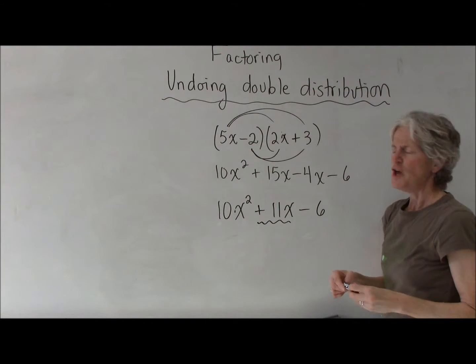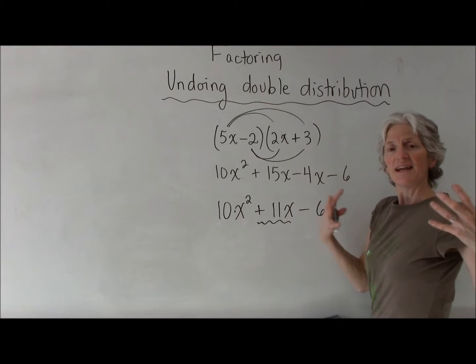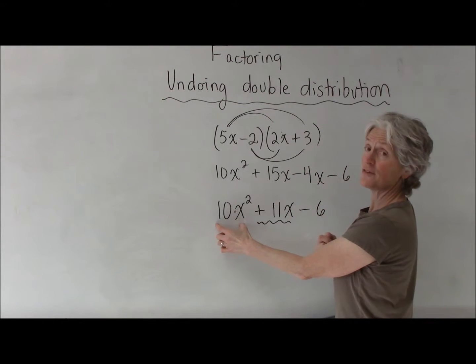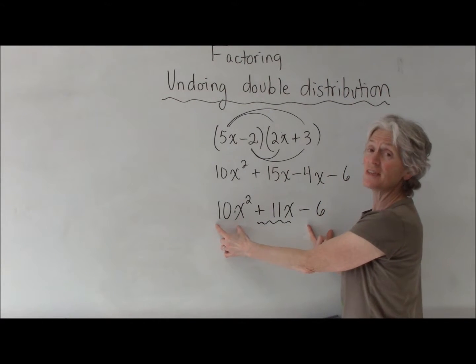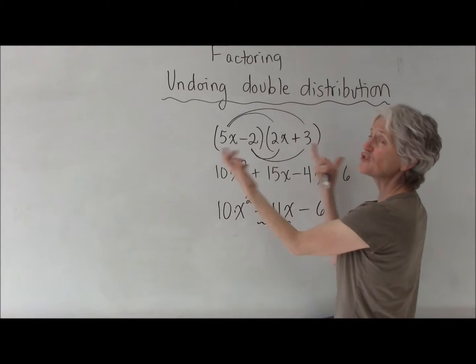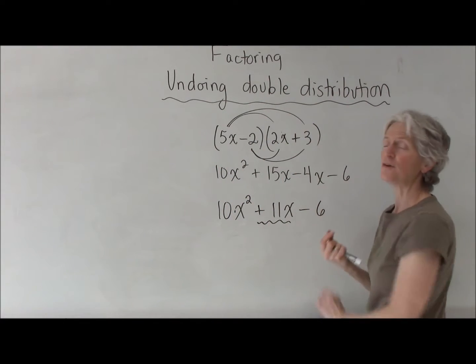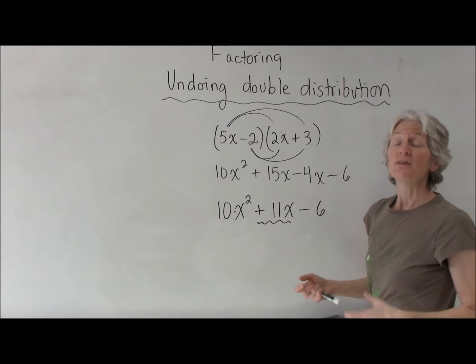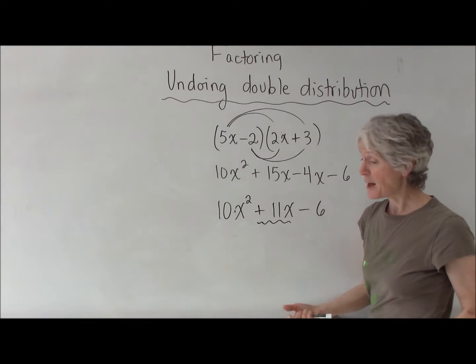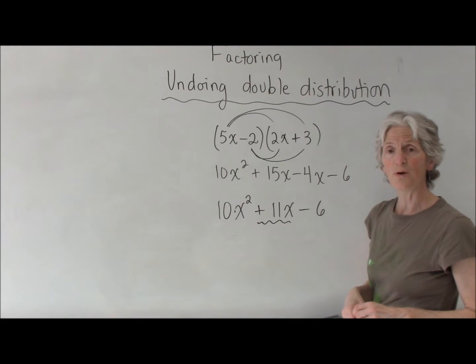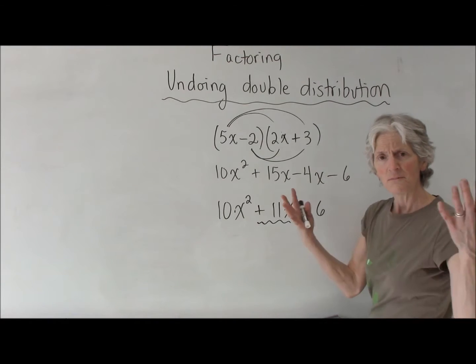So by educated guessing and checking, we take the factors of the first term, we take the factors of the last term, and we see which combination will produce our middle term. Sometimes you have to try a couple different combinations before you'll get something that works. So let's try one.